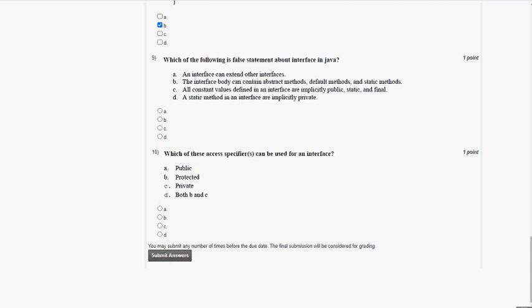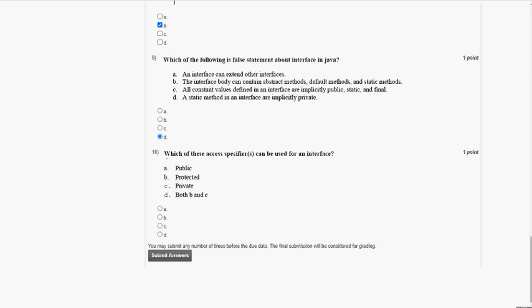Coming to ninth question, which of the following is false statement about interface in Java? So ninth question answer is option D. A static method in an interface is implicitly private. So mark option D as correct answer for ninth question.